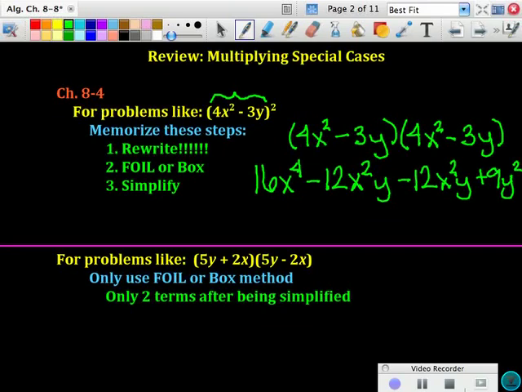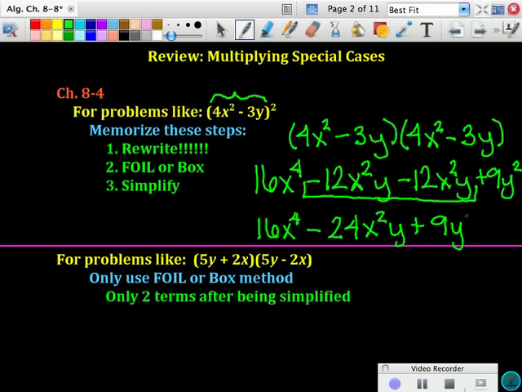squared. Simplify, which means combine only those that have the same combination of variables and exponents, which would be your middle two. They're both negative, so you add them, keep the sign negative, and there's your final answer.